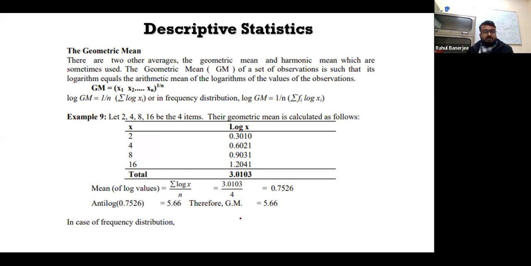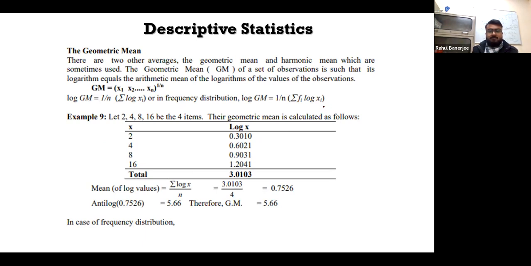So the geometric mean of a set of observations is given in terms of logarithms. If GM, the geometric mean, for n observations, is nothing but the nth root of the product x1 into x2 into xn, then from the basic principles of logarithm, if I take the log, the 1 by n comes outside and then we take the summation.